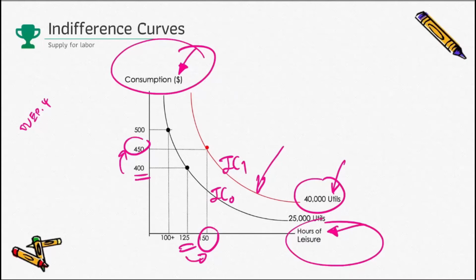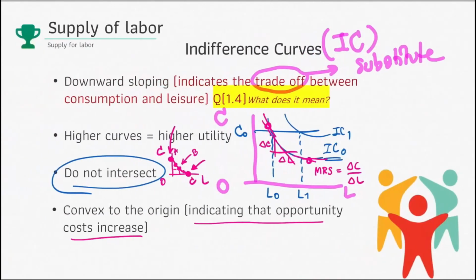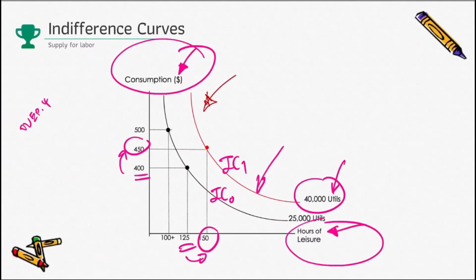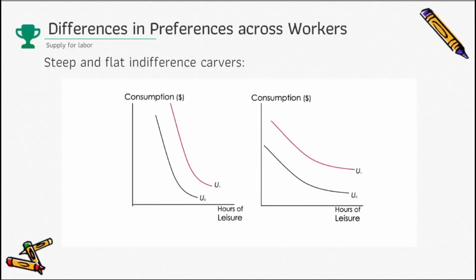Okay, the indifference curve that we talked about for the supply of labor. There are several characteristics of the indifference curve. Here are some of the characteristics that are different. Figure A shows the consumption and the amount of leisure.